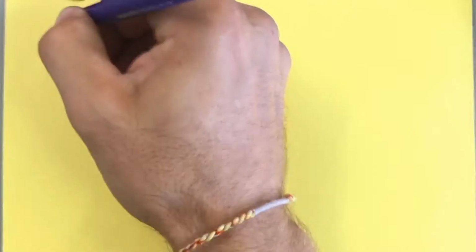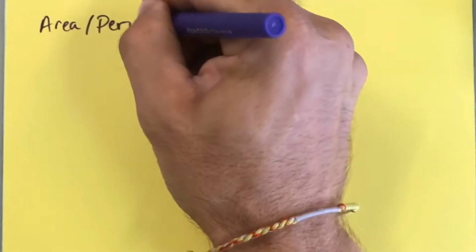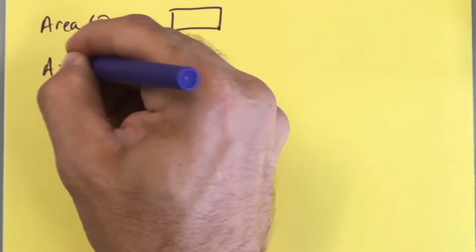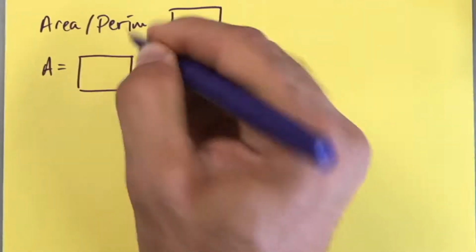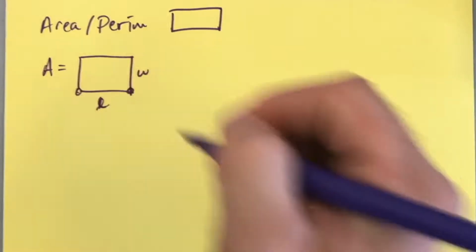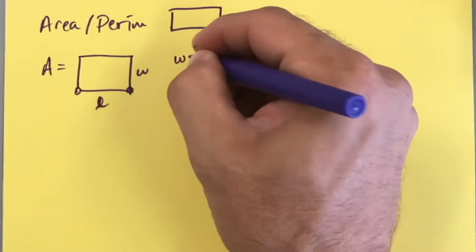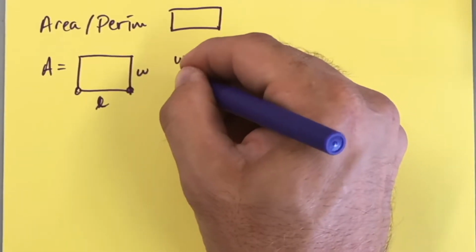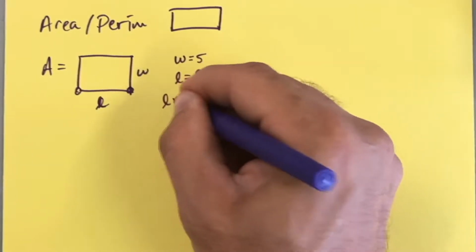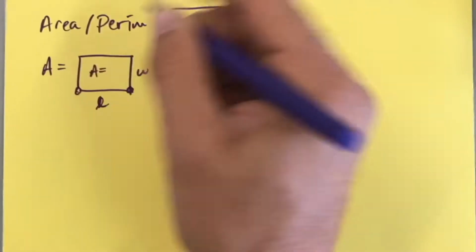Okay, so today we're talking about area and perimeter of rectangles. Just a couple things to consider when considering the area of a rectangle. It's predominantly length times width. Keep in mind your length will always be longer than your width. So, if your width is 5, then your length should be something greater than that, let's say 9. And if you're doing length times width, 9 times 5, that's 45. That would be your area.